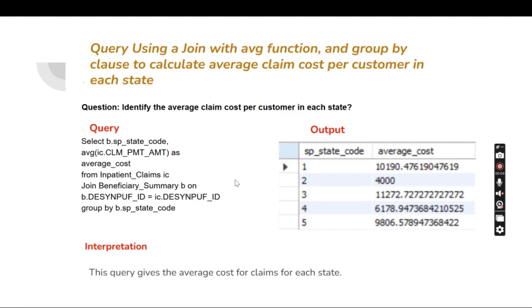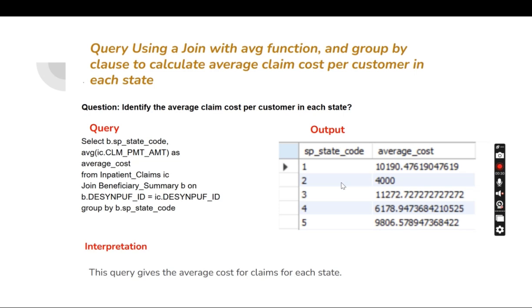So in this query, I tried to use a join with an average function and GROUP BY clause to calculate average claim cost per customer in each state. So the question was to identify the average claim cost per customer in each state. Here's the query, here's the output and interpretation of this query: it gives the average cost for claims for each state.